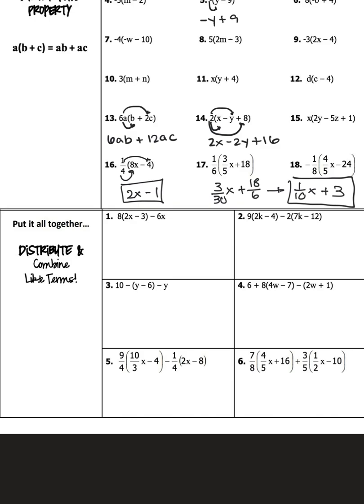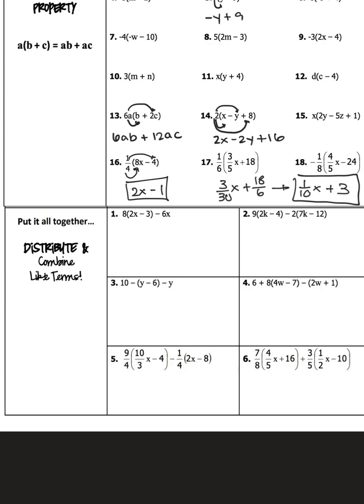So looking at number 1, I have 8 times 2x minus 3 minus 6x. The first thing I'm going to do is distribute my 8 to my 2x and my negative 3. So I get 16x minus 24 minus 6x. Now that I've distributed, I always check for like terms. I see that I have 16x and a negative 6x. So that's going to give me 10x minus 24.